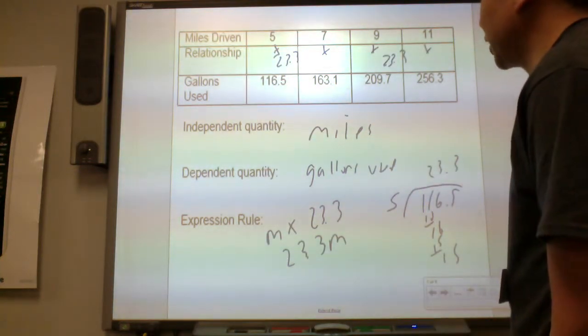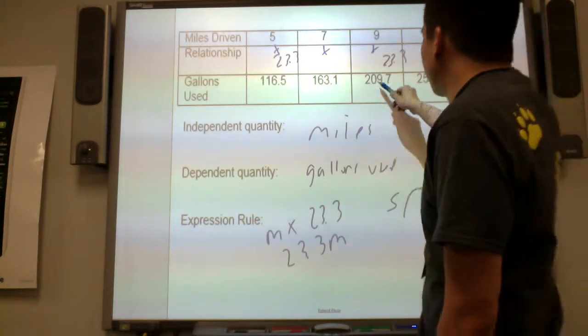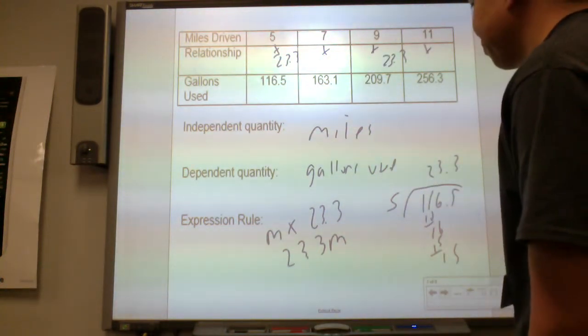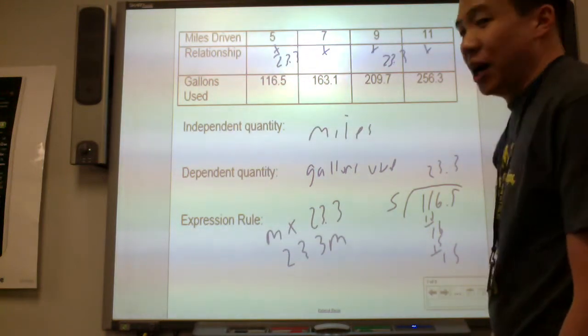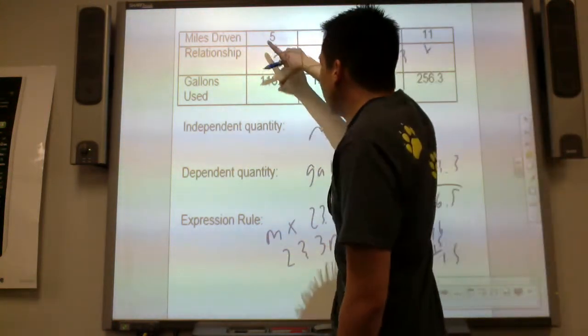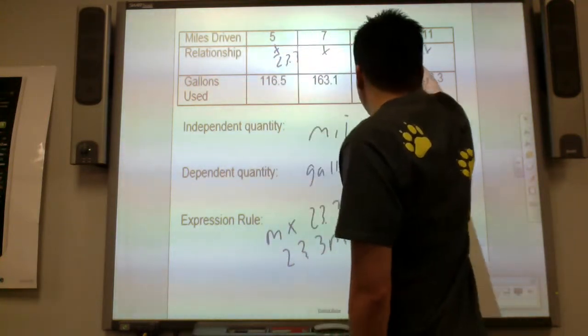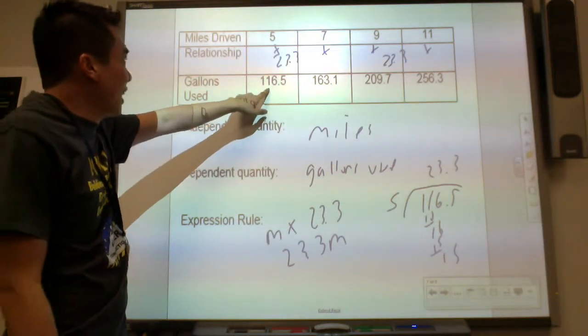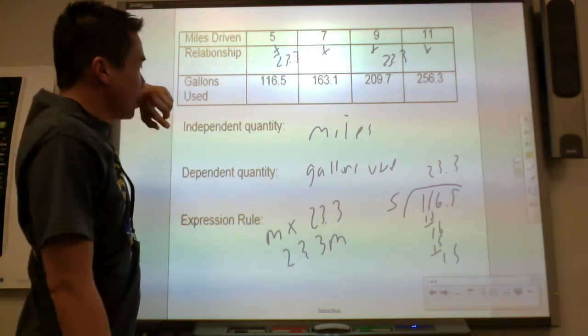You know what I was thinking? These numbers should have been reversed, because it doesn't really make sense here. But, oh well. Yeah. So I think I'm going to tell my class when they come to class to reverse these two numbers here, because if you use 5 gallons, you would drive 116.5.